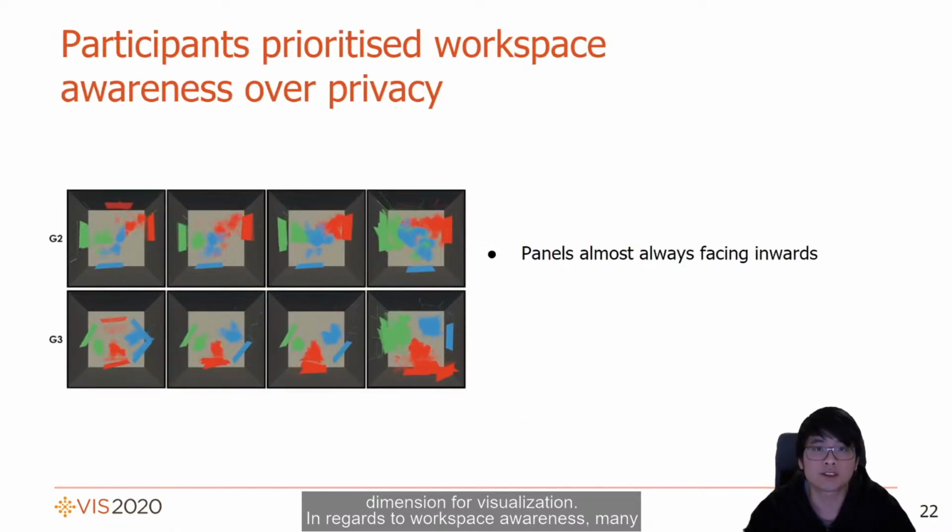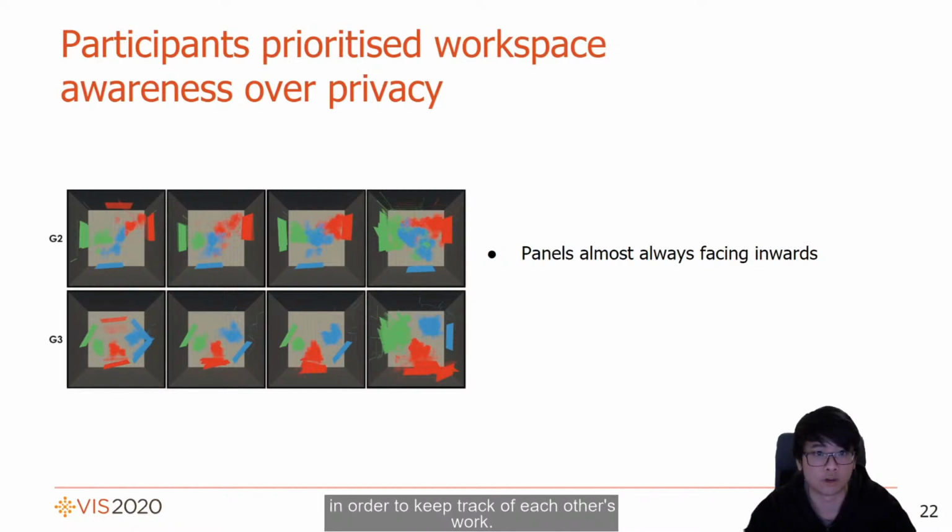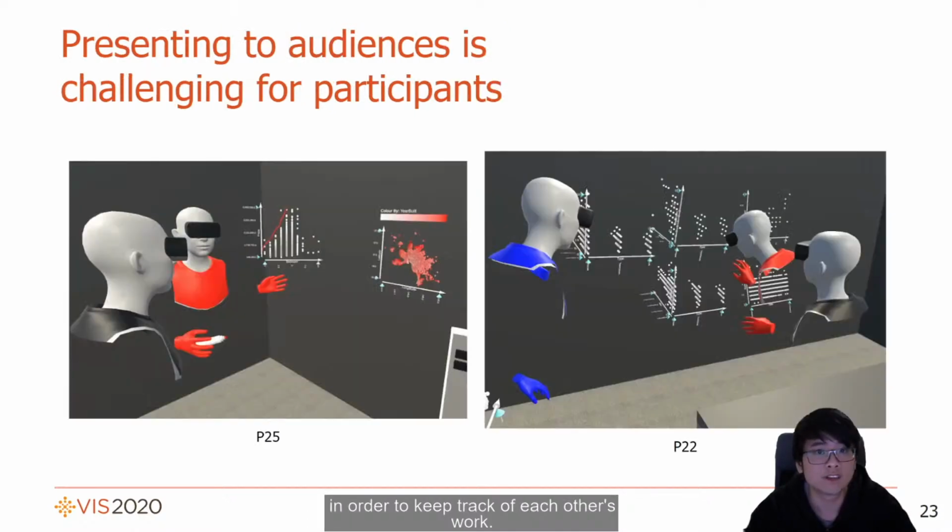In regards to workspace awareness, many of our participants consciously made clear to keep their work as visible as possible to the group members, favoring it over privacy. Panels were overwhelmingly oriented facing towards the center of the room, with participants oftentimes rotating on the spot in order to keep track of each other's work.